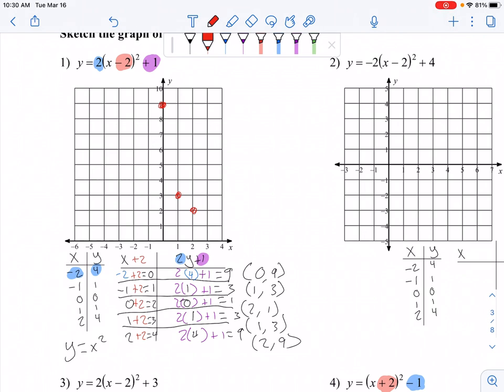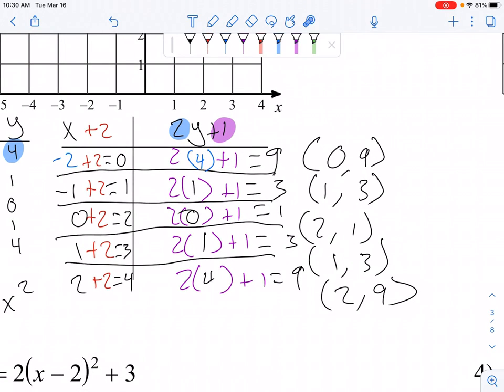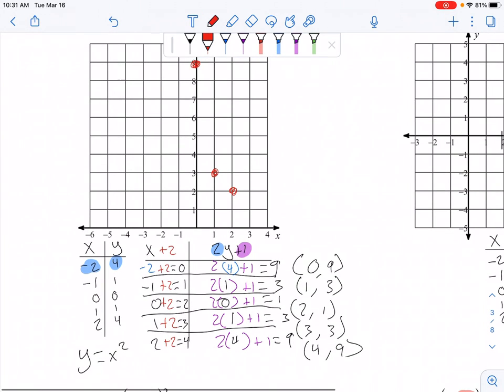Oh, sorry, I said 1, 3. It should be 3, 3 here. I was working so quickly. 3, 3. And then 4, 9. Trying to get through this quickly. So 3, 3, 4, 9. And there's our parabola.